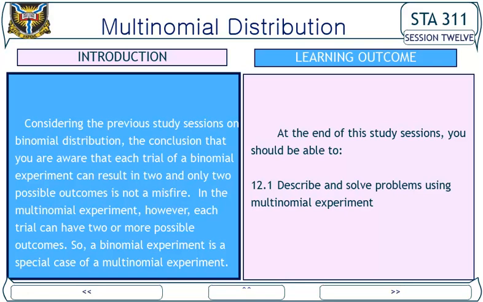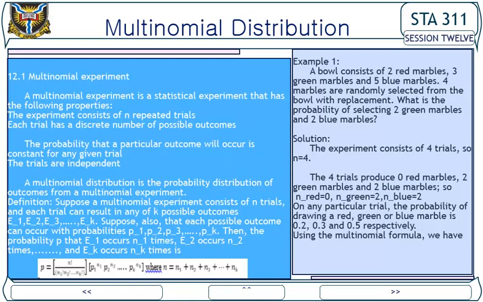Learning outcomes for study section 12. At the end of these study sessions, you should be able to describe and solve problems using multinomial experiment. Multinomial experiment. A multinomial experiment is a statistical experiment that has the following properties.